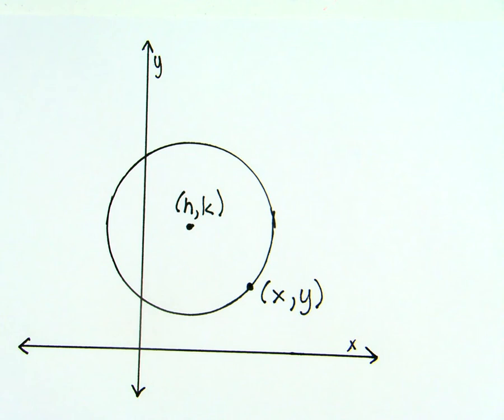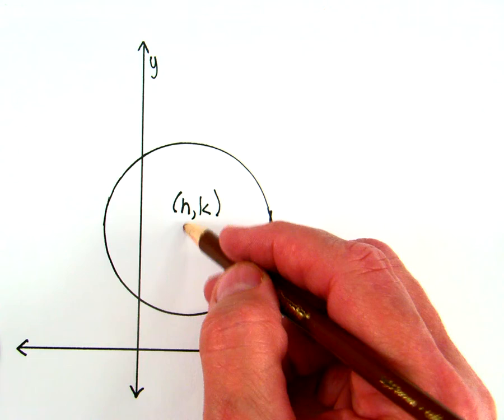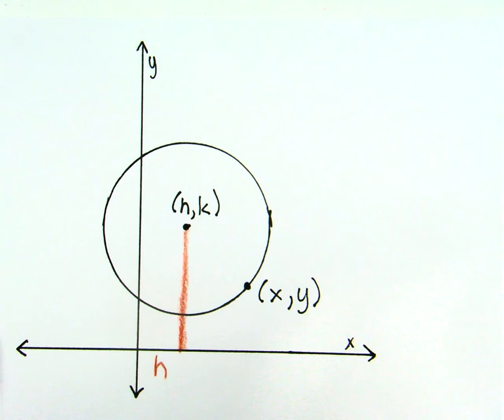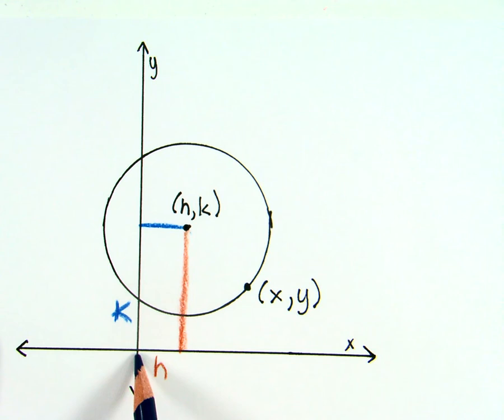Okay. Well, (h, k). So h, that's the x value. And that's right there. And this distance right here is h. How far away from the origin is it? And this value right here is the y value. And that value is k. So what has to happen to get this little point here that's in the center down over here to the origin? Not that big of a deal. I've got to go over h units and down, or up, in this case down, k units.